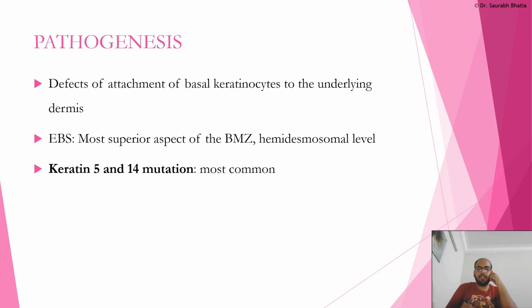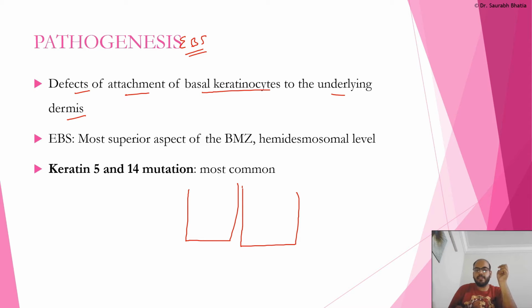So, pathogenesis of EB: there is a defect of attachment of basal keratinocytes to the underlying dermis. So this we are talking about EB simplex. Okay, in EB simplex you have a basal cell, and the basal cell is attached by hemidesmosomes. Now these hemidesmosomes are attached inside the cell by various keratin filaments. So these are keratin filaments. What would happen if these keratin filaments are mutated? So there are no keratin filaments now. If there is no keratin filament, there will be blistering.